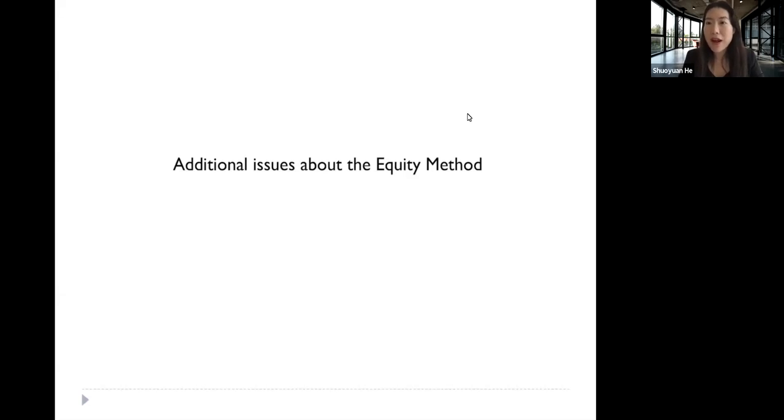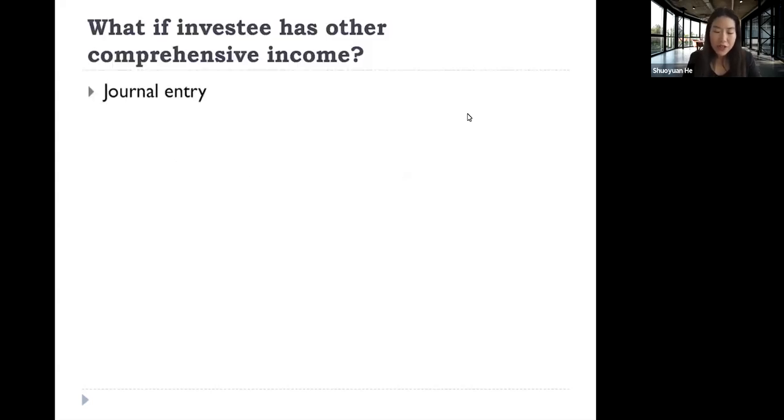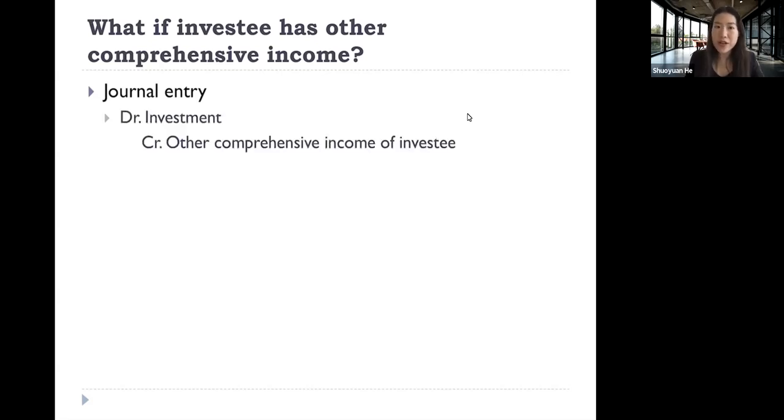We have talked about the 5 basic journal entries for the equity method. Now let's look at some additional issues. The first issue is, what if the investee has other comprehensive income? What should the investor do in this situation? The journal entry for the investor is to debit the investment account, credit other comprehensive income of investee.